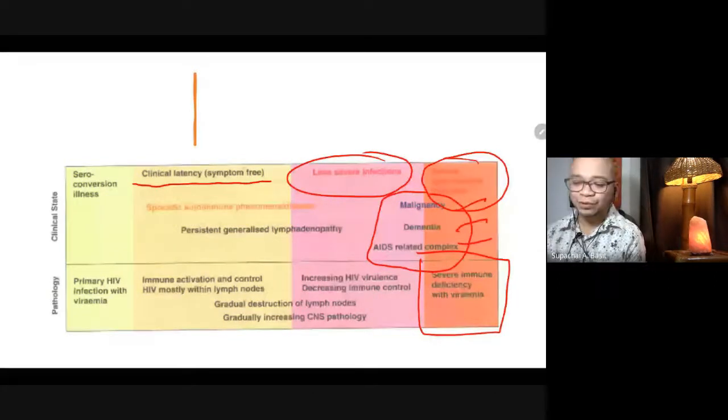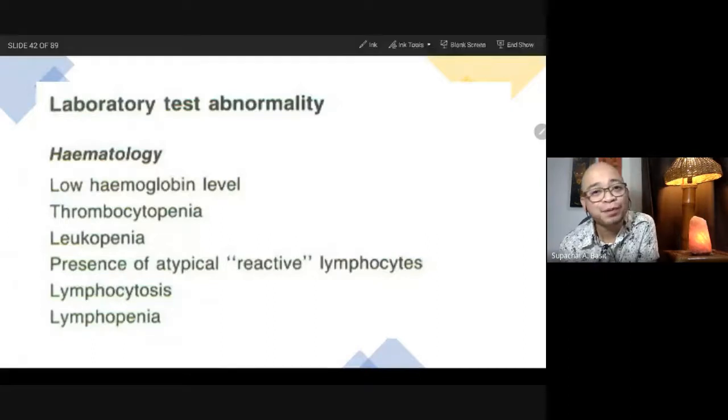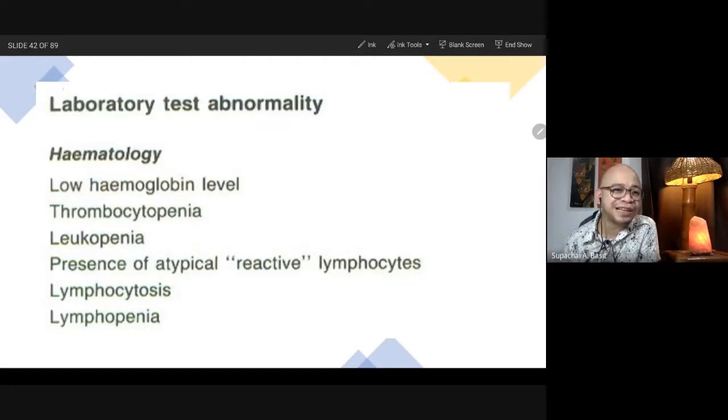Okay, so in the laboratory, you would be encountering patients with different test abnormalities. For example, people with HIV would have, in hematology, low hemoglobin level, low platelets, low WBC, the presence of atypical lymphocytes, increase in lymphocytes, or sometimes even absence of lymphocytes. So it's kind of extreme.